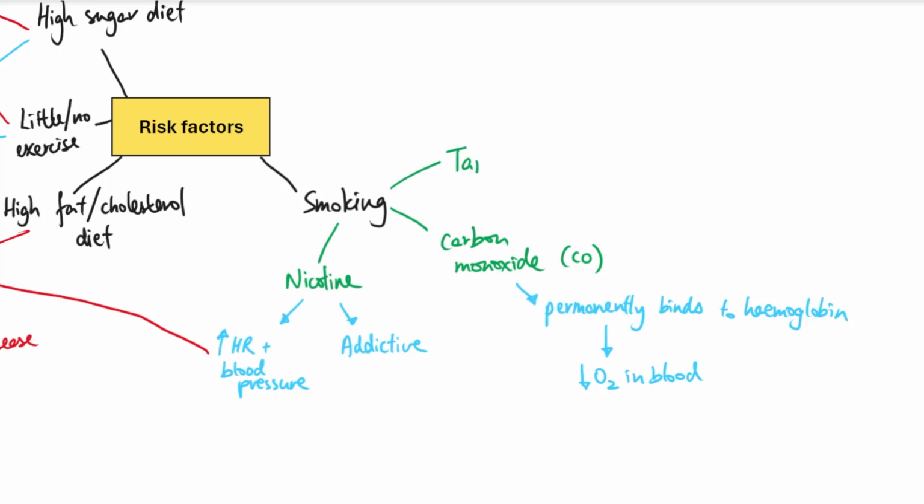The third and final component that you need to know is tar. Tar is a black sticky substance that basically lines your airways. In your trachea and bronchus you will have mucus and cilia. Mucus is a sticky substance that traps pathogens, and then it gets removed by the cilia. So the cilia is very important. But the presence of tar, because it's a very heavy sticky substance, is very difficult to remove.